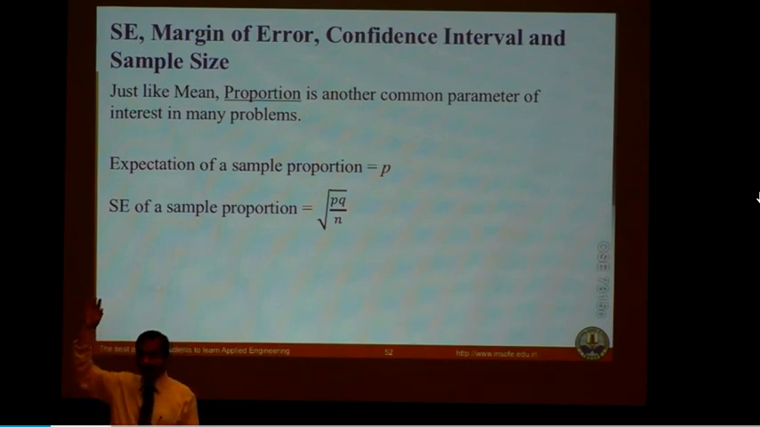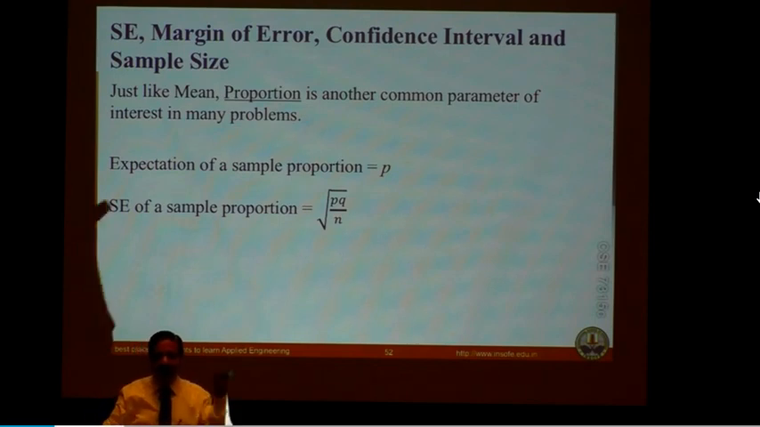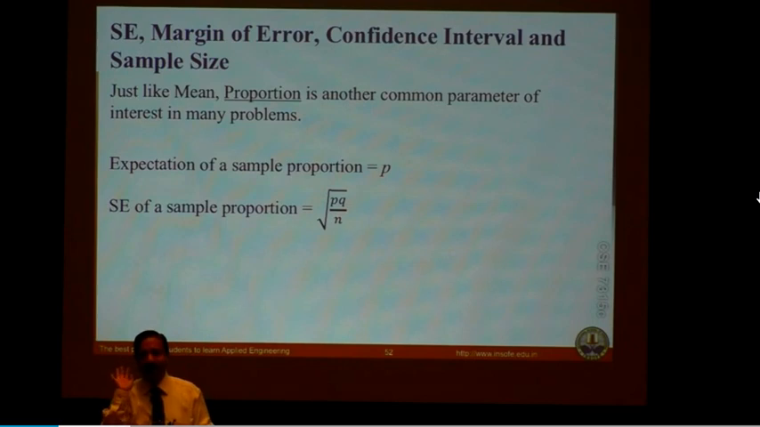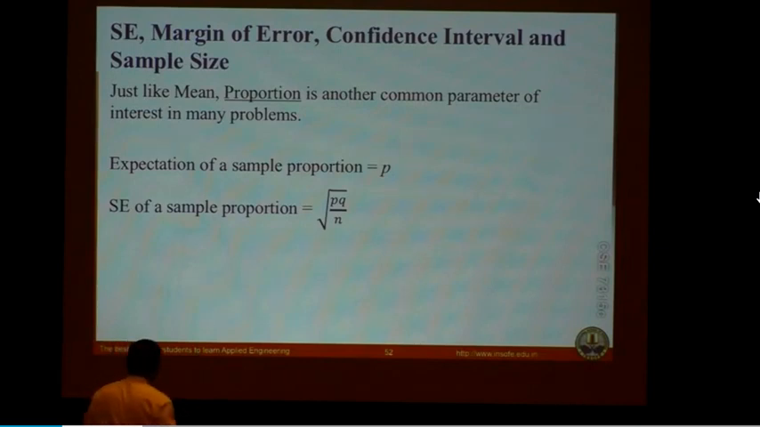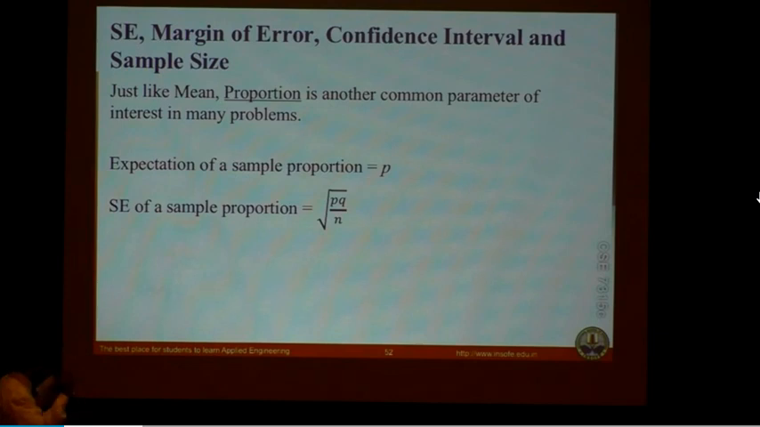Frequentist approach. How did we calculate the probability? Frequency divided by total. Proportion is also the same. Thankfully, this time they have not changed the symbol either. The same P is there. So whether you want to call it proportion or probability, it's the same thing. No change.